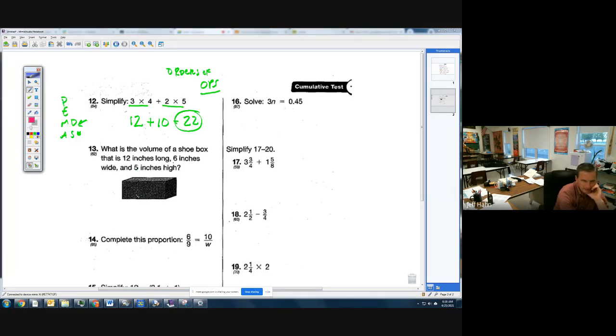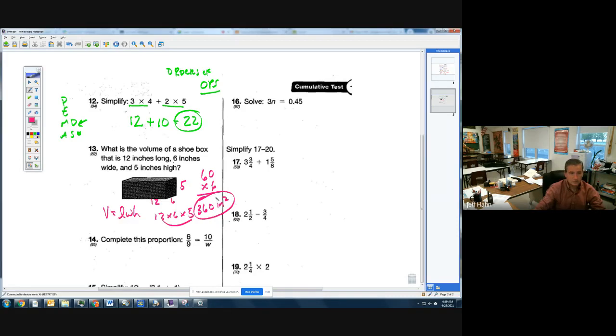Problem 13, I know the block you can't see very well, but you don't really have to see it because the volume of a rectangular prism is length times width times height. This is 12 inches long, 6 inches wide, 5 inches high. You just need to multiply 12 times 6 times 5. Again, you can multiply in any order you want. I might take the 12 times the 5 and get 60 and multiply that by 6 and get 360 cubic inches. That might be the quickest way to do problem number 13.